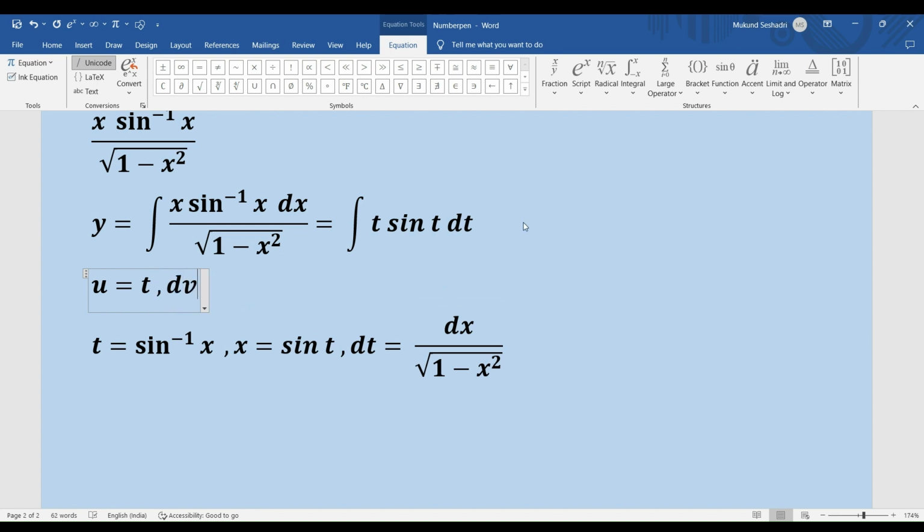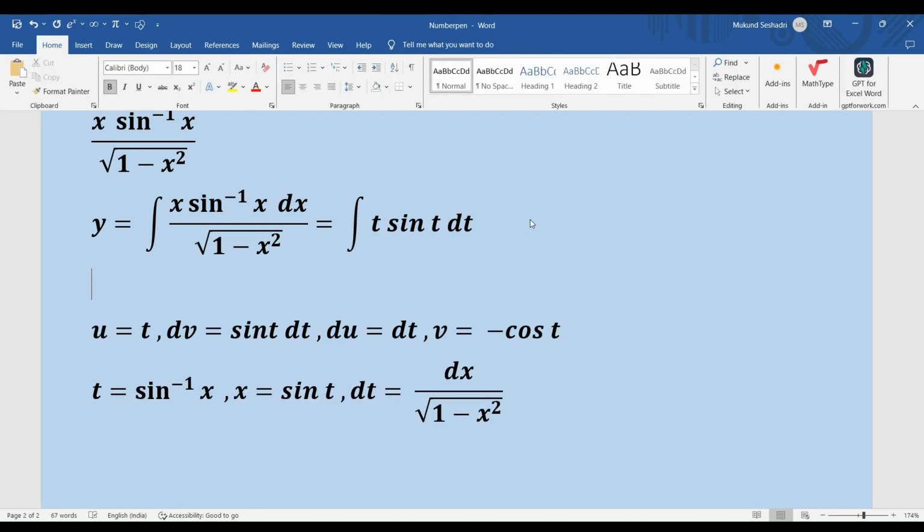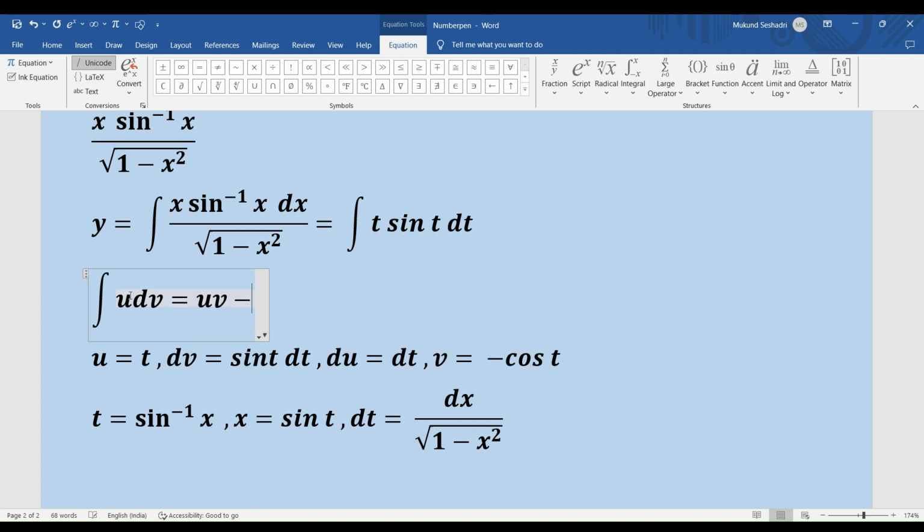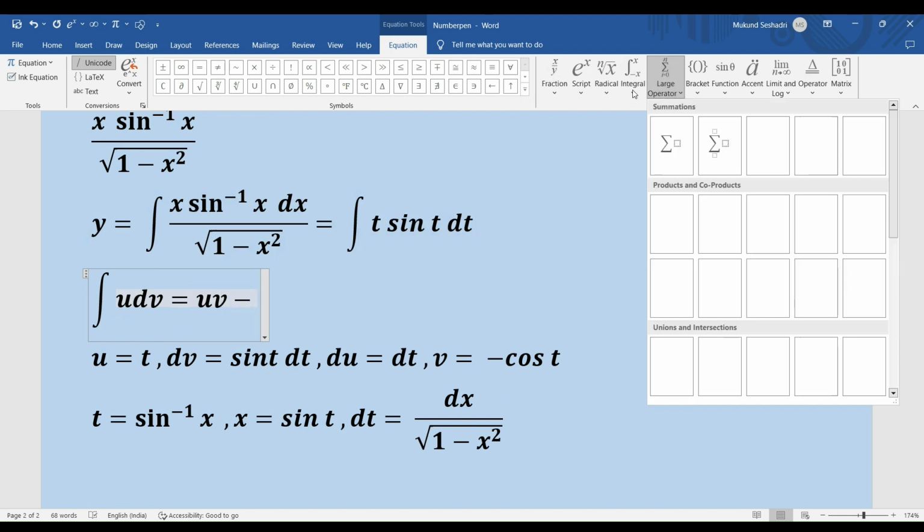My u equals t and my dv equals sine t dt, which means my du equals dt and my v equals minus cos of t, right? So we have my u, we have my dv, we have our du, and we have our v, right? And I know that my integral of t sine t dt is solvable using the integration by parts identity, right? Integral of u dv equals uv minus integral of v du.